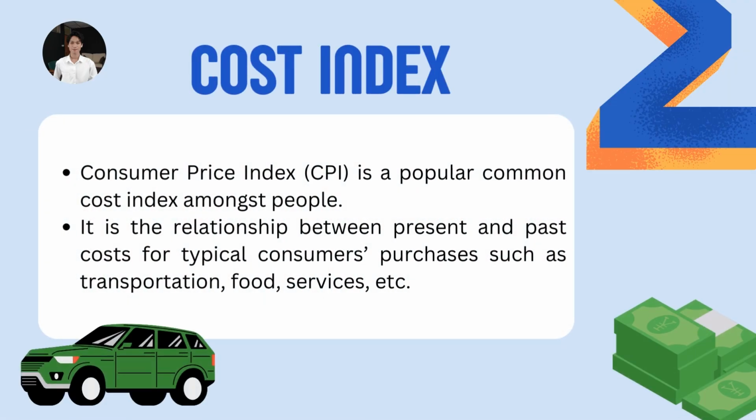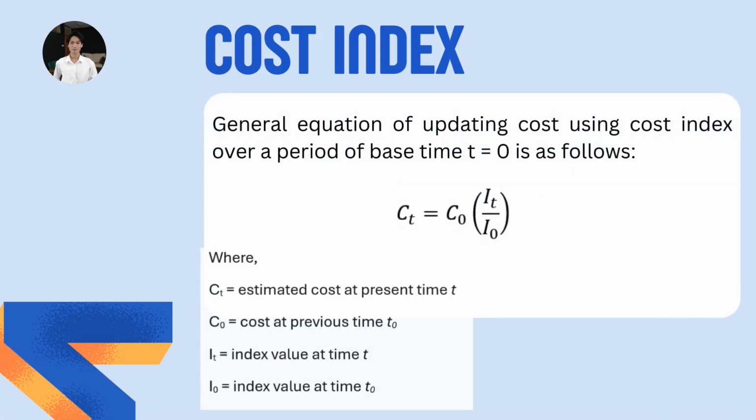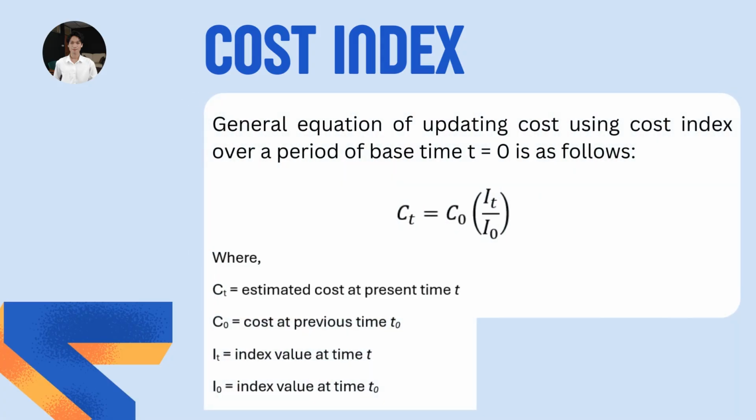Consumer Price Index is a popular common example of a cost index amongst people. It is the relationship between the present and past costs for typical consumers' purchases such as transportation, food services, etc. So here's the general equation of updating costs using cost index over a period of time.